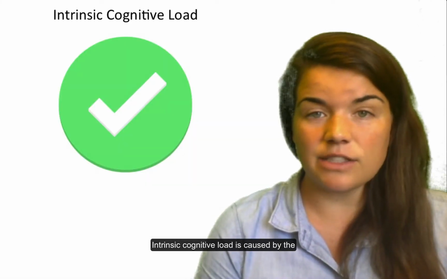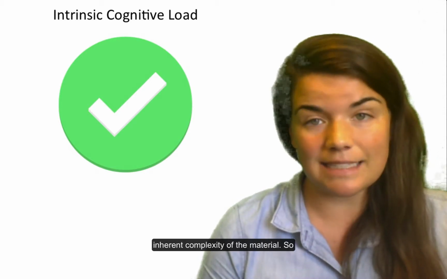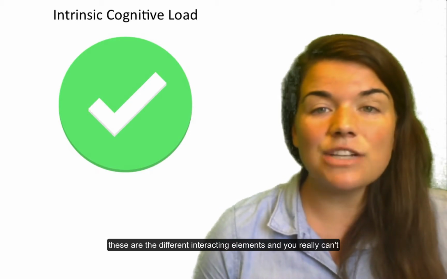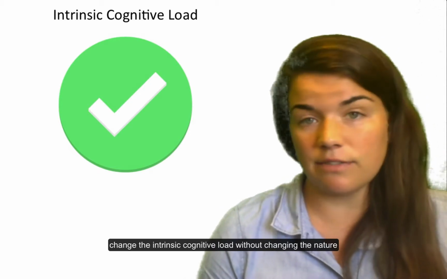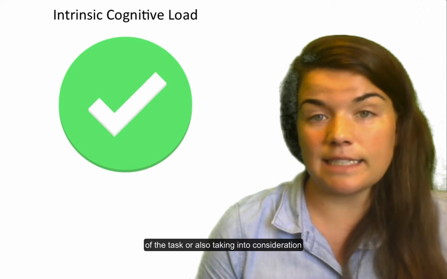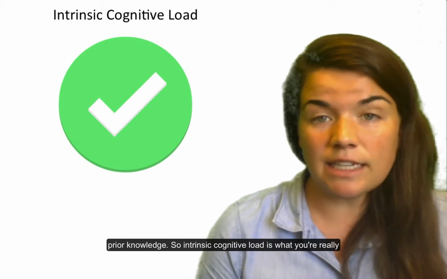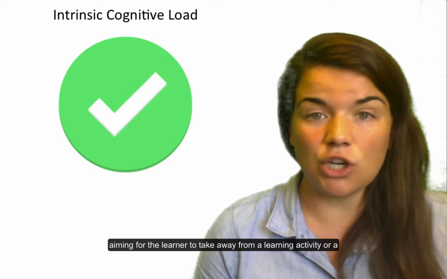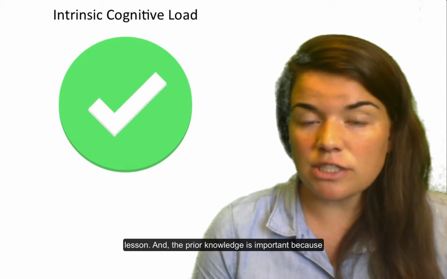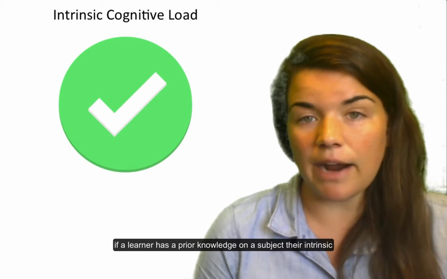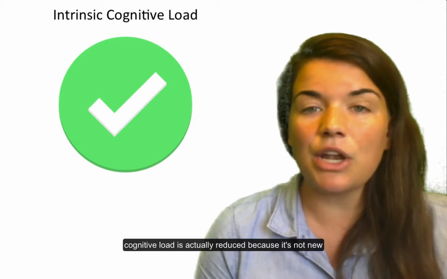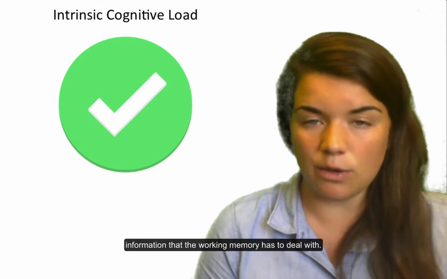Intrinsic cognitive load is caused by the inherent complexity of the material. So these are the different interacting elements, and you really can't change the intrinsic cognitive load without changing the nature of the task or also taking into consideration prior knowledge. So intrinsic cognitive load is what you're really aiming for the learner to take away from a learning activity or a lesson. And the prior knowledge is important because if a learner has prior knowledge on a subject, their intrinsic cognitive load is actually reduced because it's not new information that the working memory has to deal with.